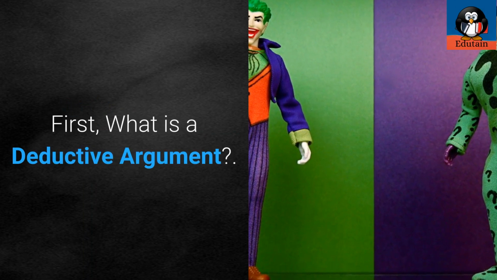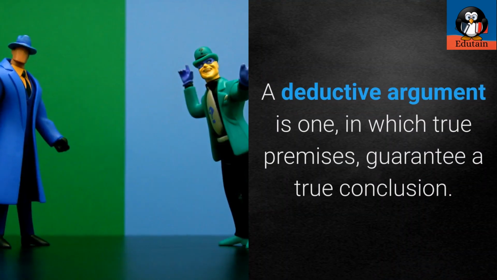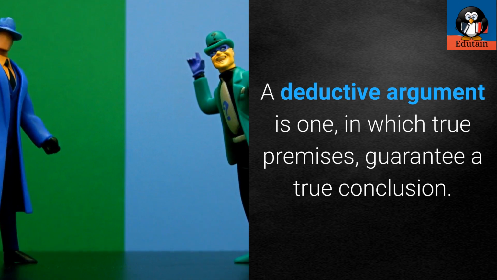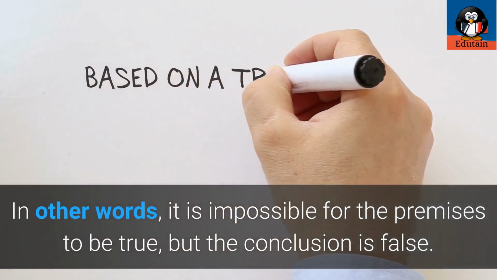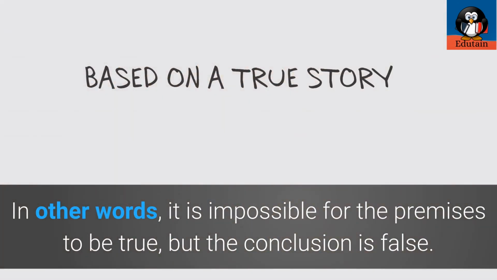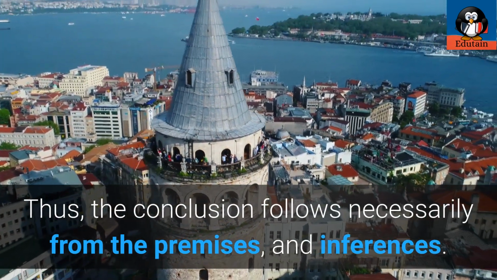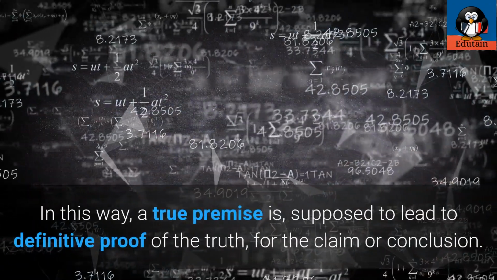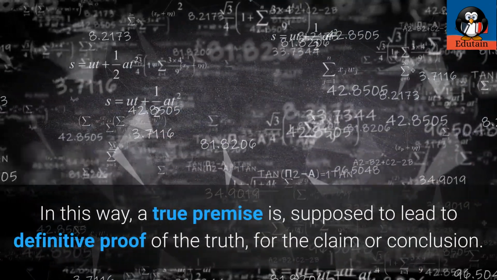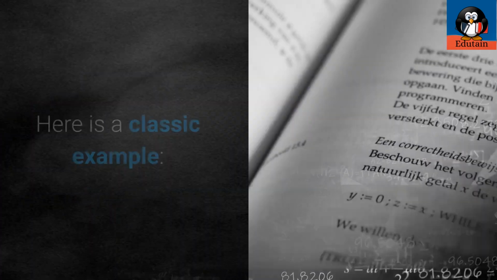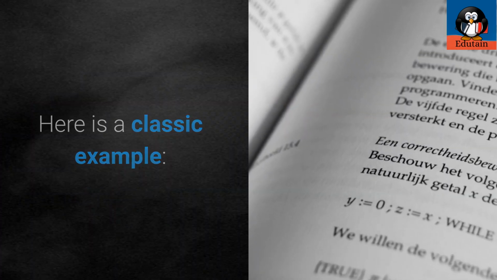First, what is a deductive argument? A deductive argument is one in which true premises guarantee a true conclusion. In other words, it is impossible for the premises to be true, but the conclusion is false. Thus, the conclusion follows necessarily from the premises and inferences. In this way, a true premise is supposed to lead to definitive proof of the truth for the claim or conclusion. Here is a classic example.